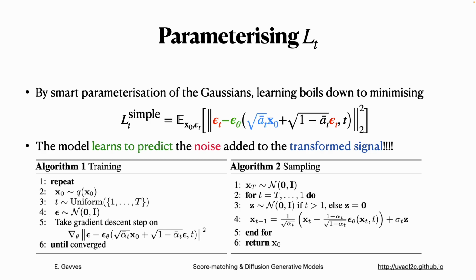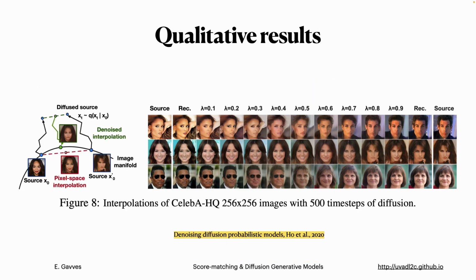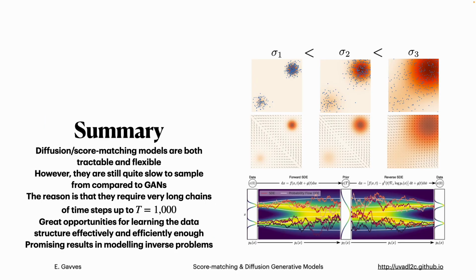Okay, I'm done. And that's it. That is diffusion models. They try to literally predict the noise we add per step. It has very good trajectories and great qualitative results. And yeah, this is it.